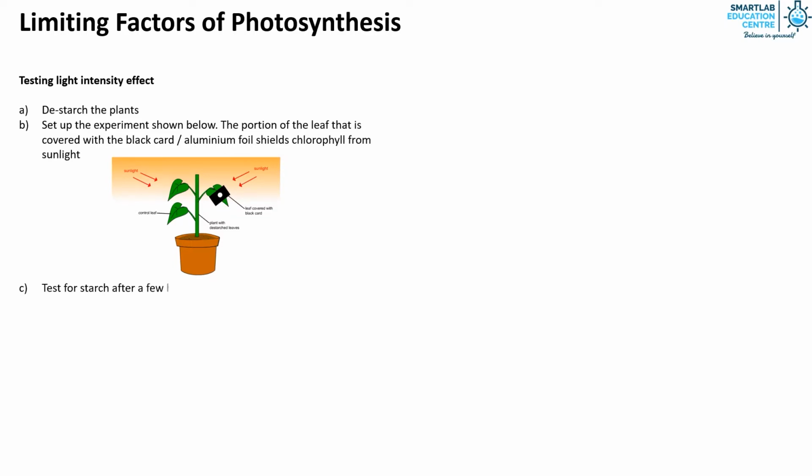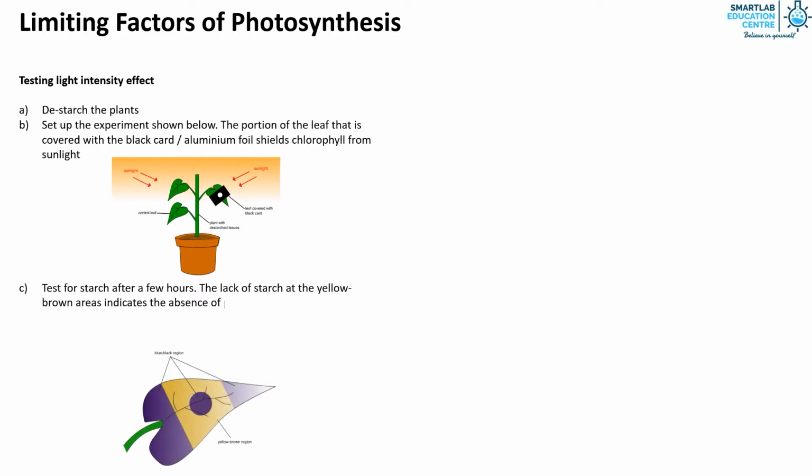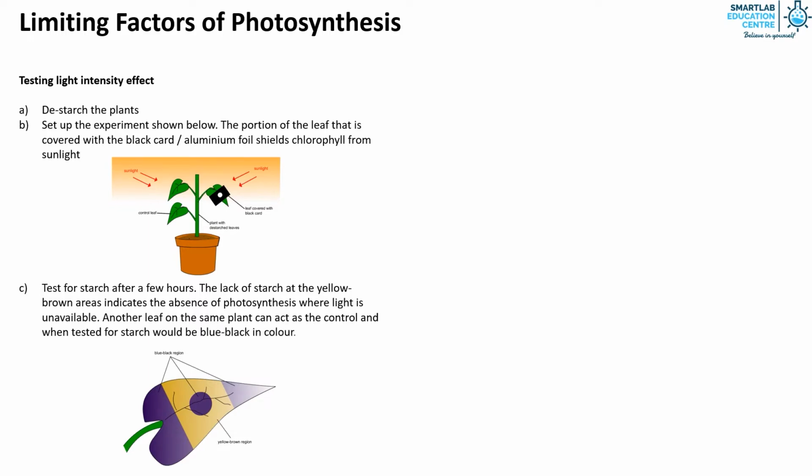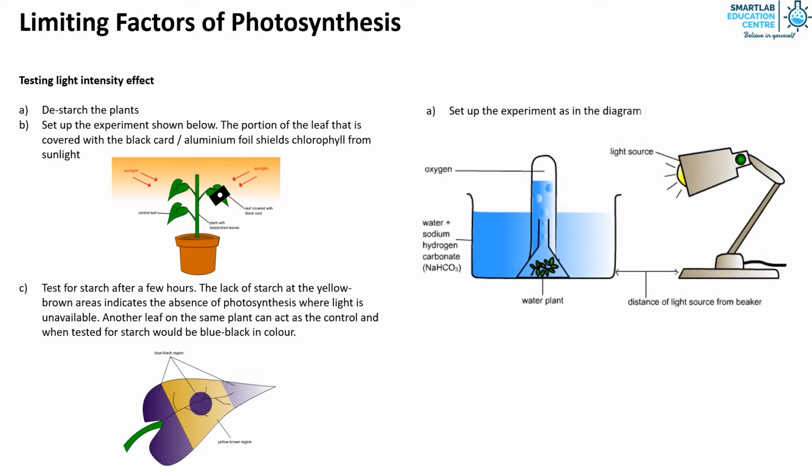The lack of starch at the yellow-brown area, as seen in this diagram, indicates the absence of photosynthesis where light is unavailable. Another leaf on the same plant can act as the control, and when tested for starch it would be blue-black in color. In the next experiment, set up the experiment as shown in the diagram below. We will vary the light intensity by changing the distance of the light source from the setup.